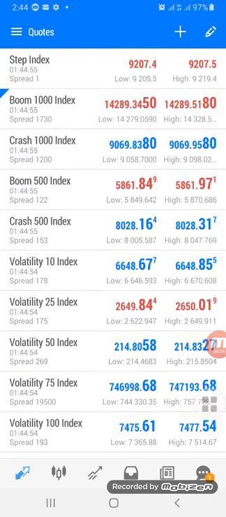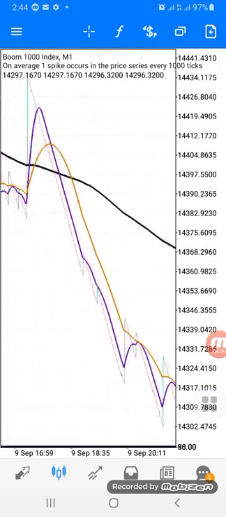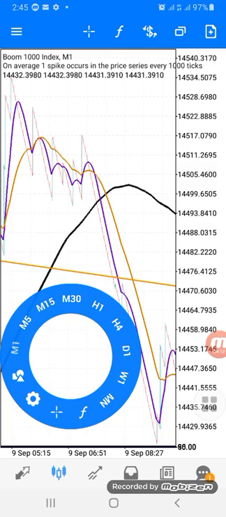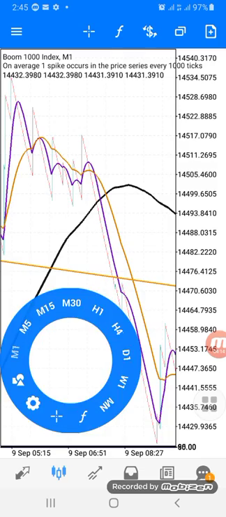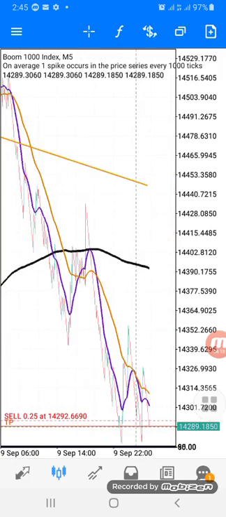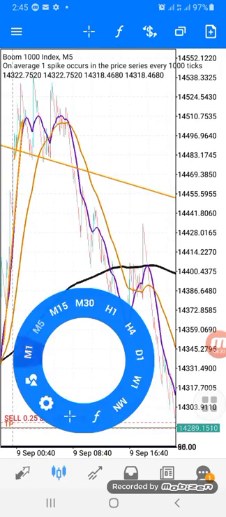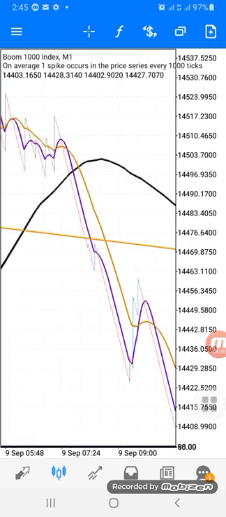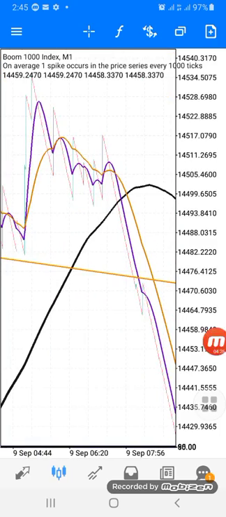Okay, so let me show you how it works. How do we take a trade? First thing first, you need to know what the trend of the market is. To do that, you just have to check your black line, that is the Bollinger Band. Check that the market is already crossing to the downside, and the market is below this black line.